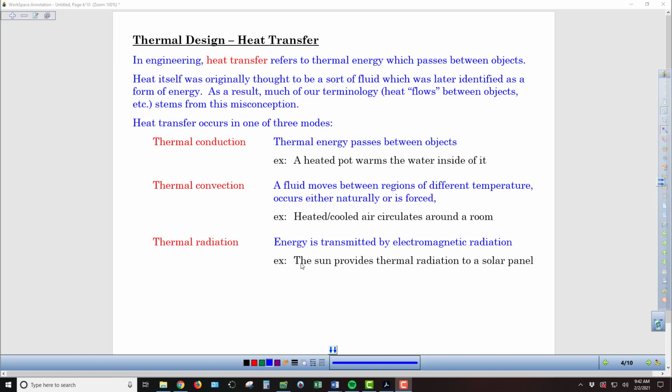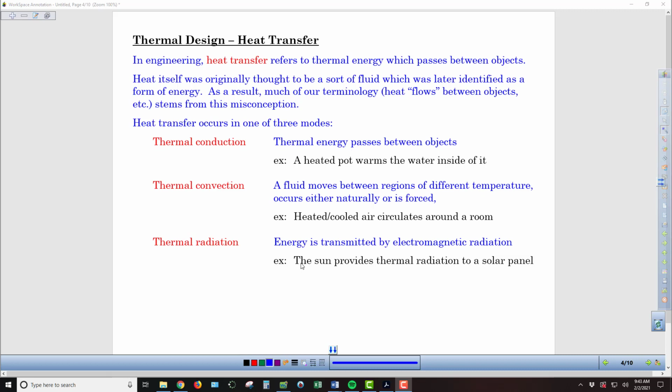Our first area of focus is going to be on heat transfer. Now, the vocabulary that we use for heat transfer stems from the fact that we originally conceptualized heat as moving like a fluid, behaving like a fluid. So that's why we say it flows from one area to another, and some of the other vocabulary we use is reminiscent of a liquid or a gas and how it moves, even though that's not really the case.